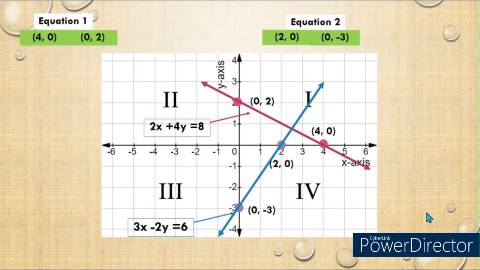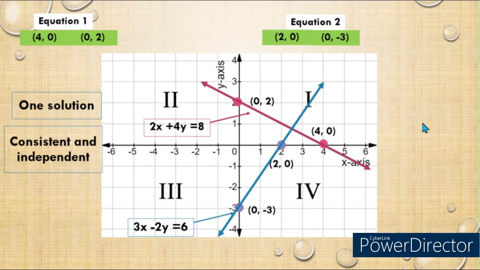So, as you can see, the graph of 2x plus 4y is equal to 8 and 3x minus 2y is equal to 6 is an intersecting line. So, I repeat, kapag intersecting line, ibig sabihin, there is only one solution. And kapag isa lang yung solution, the system of linear equation is consistent and independent.